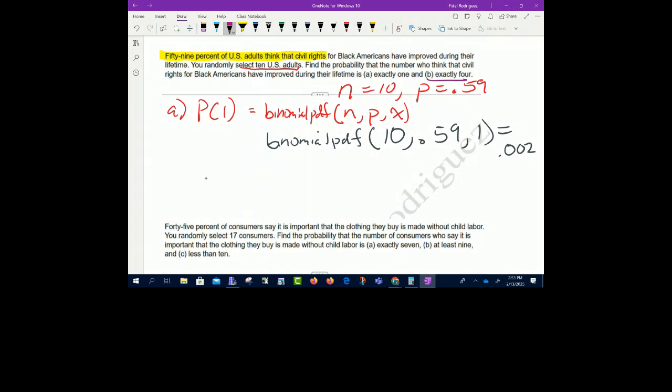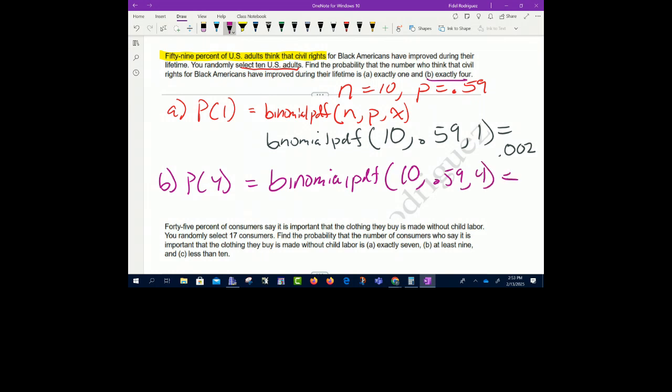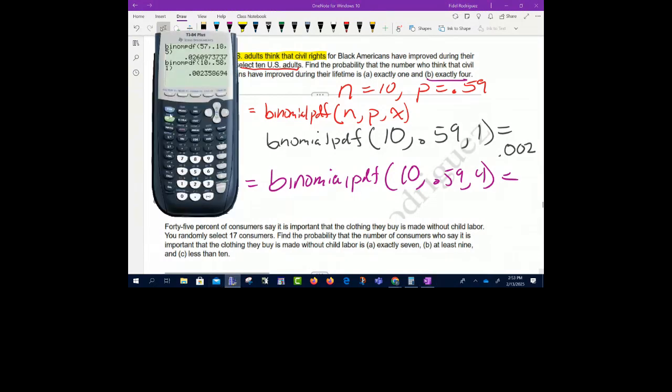And my part B says exactly 4. So I'm still going to do the same thing with 10, 0.59, and 4. And we'll just change that last number to a 4. Boom, hit enter. And y'all, I'm coming up with 0.130.